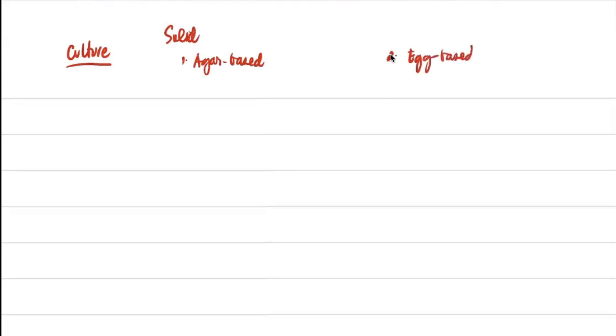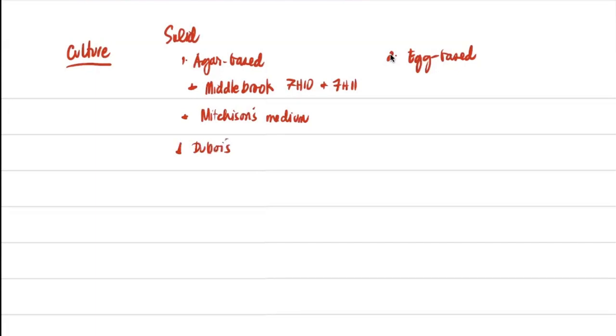So usually, sino yung mga example ng agar-based? Yung pinakakilala dito si Middlebrook, 7H10 and 7H11. Then we also have Mitchison's medium. Then we have the Dubos oleic acid albumin medium.